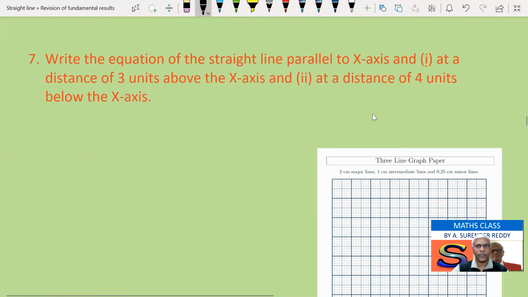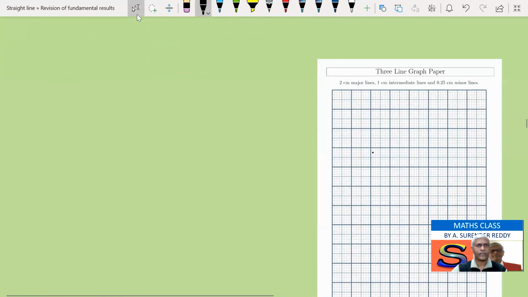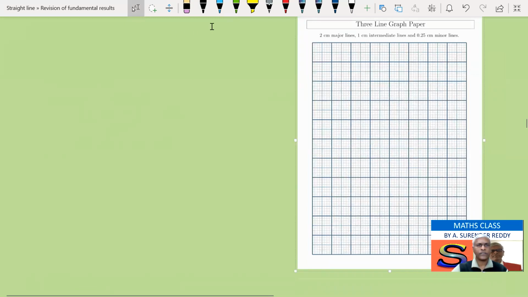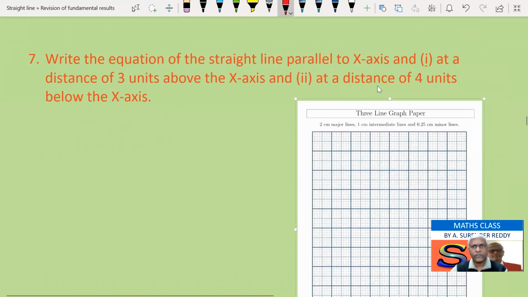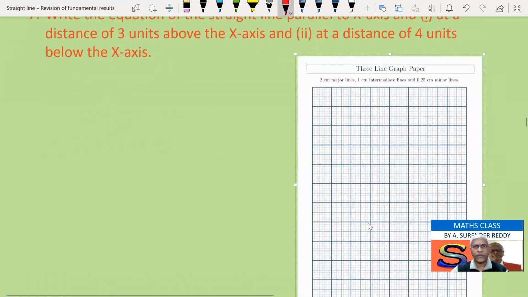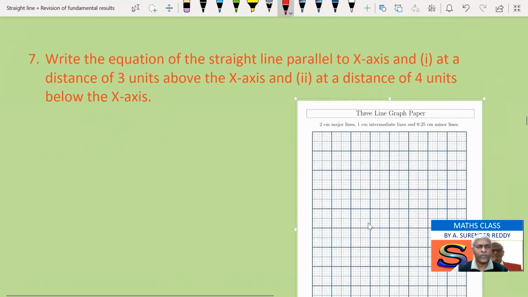Write the equation of straight line parallel to x-axis and at a distance of 3 units above the x-axis. Look at this. Now, we have to write the equation of straight line parallel to x-axis. Let us name x and y. X-axis, 3 units above and 4 units below.